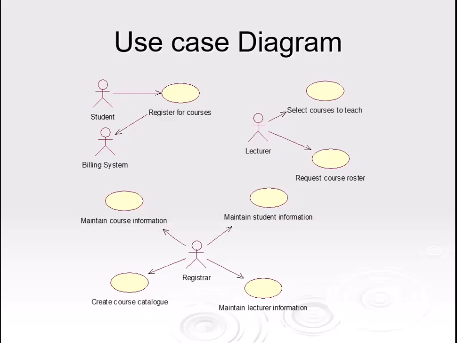This is a simple use case diagram example. We have three components: actor, relationship, and use case. In this first diagram we have two actors, student and billing system. As I stated earlier, an actor can be a person or any other external system. Remember, an external system.